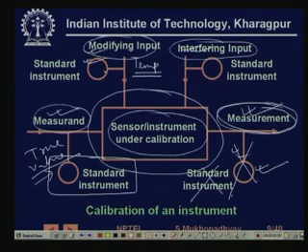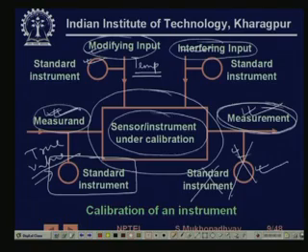Since the instrument must have been constructed to be relatively unaffected by modifying inputs, generally what is of primary importance is to see how the instrument characteristics depend on the measurand. That is what we are going to look at mainly now.